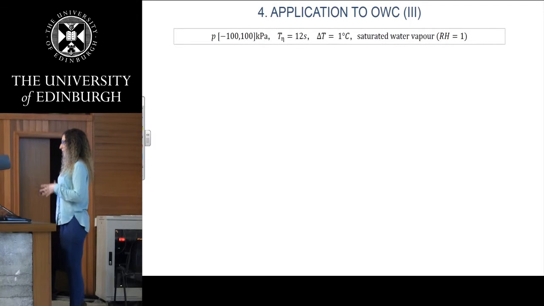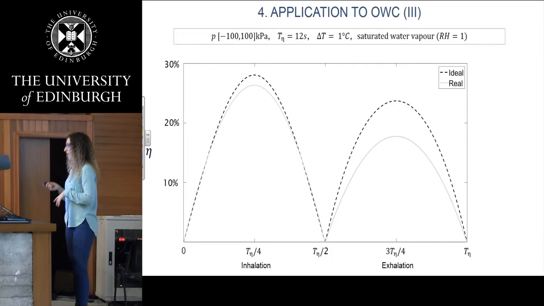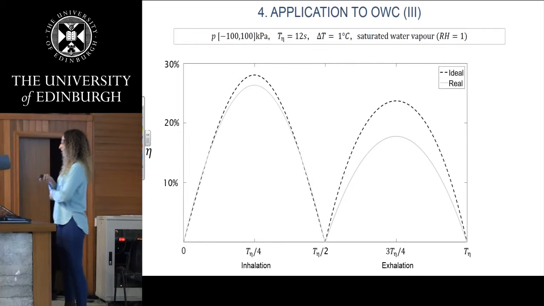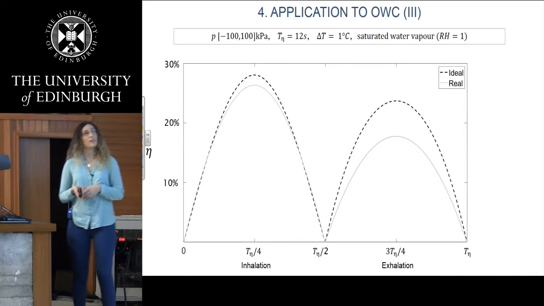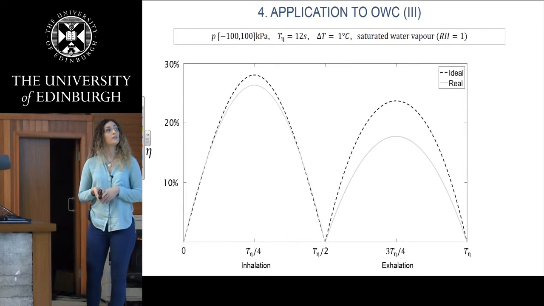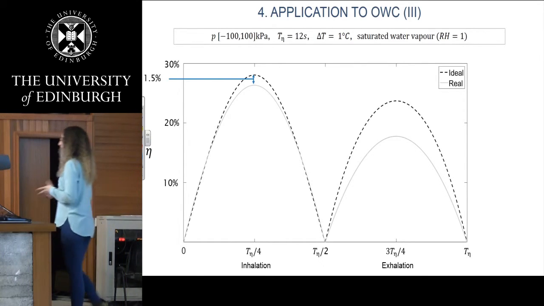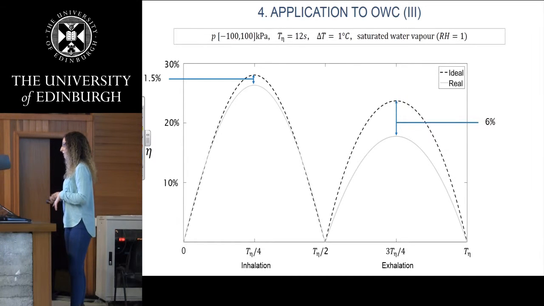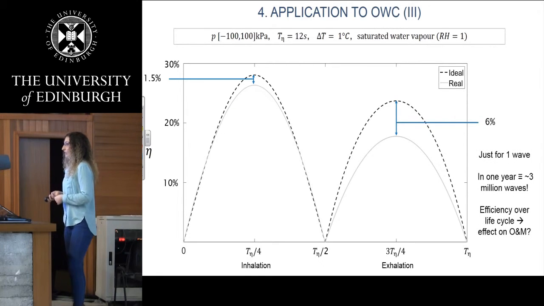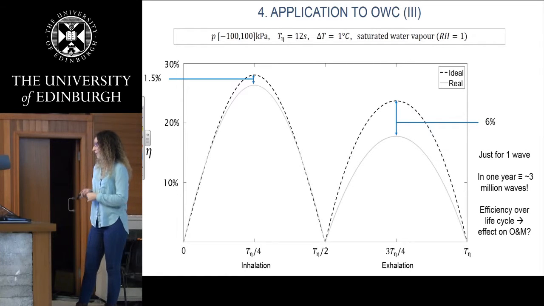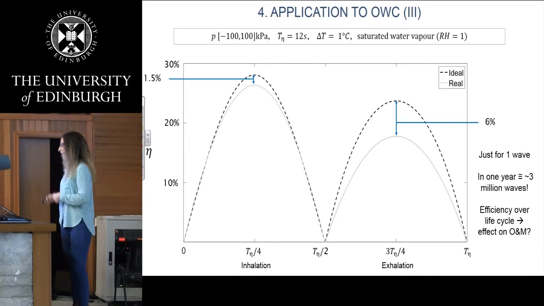So let's see this in a more graphic way. If I apply these equations to a wave cycle, a typical wave cycle, 12-second period, 1 degree temperature variation, this is the efficiency plot. So the dashed one is the ideal one, and the green one is the real. And you can see that there is a nearly 2% variation for the inhalation part, and 6% variation in efficiency for the exhalation. So this doesn't look a lot, but if we imagine a whole year or a whole life cycle, this will have effects on operation and management.